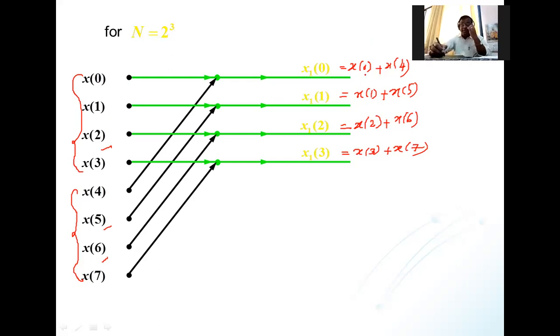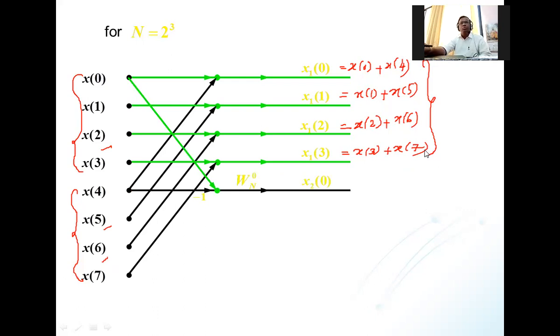Here you have to remember an easy way: the first 4 values, the first half part, are added with the second half part. That is 0, 1, 2, 3 added with 4, 5, 6, 7. So this is very easy to remember. There is no multiplier present for this first half portion. So let us move to the next part.